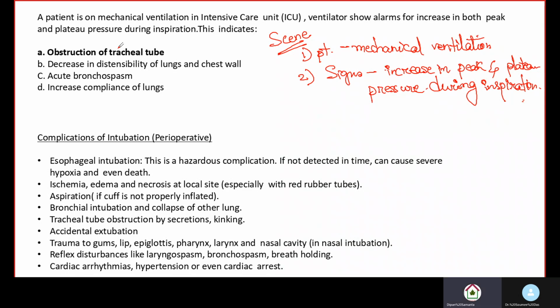Now, why is this pressure increasing? Because the tracheal tube is obstructed and the air cannot come out during expiration, and so during inspiration the air cannot go in also, and that is why the pressure gets increased a lot, much more than normal during inspiration.